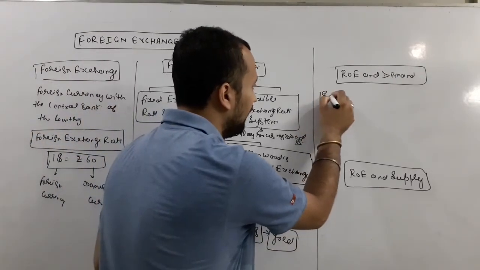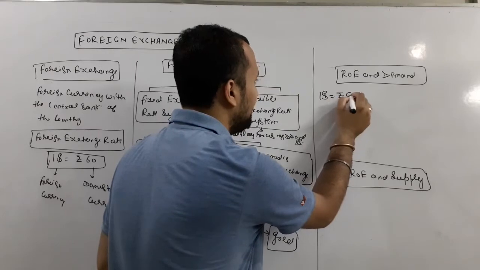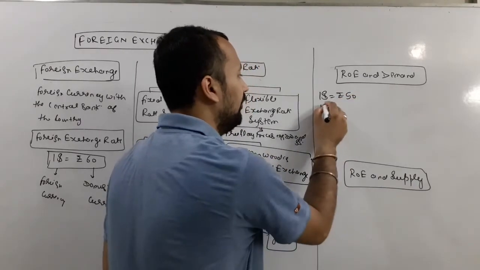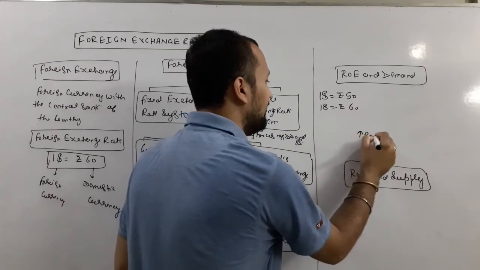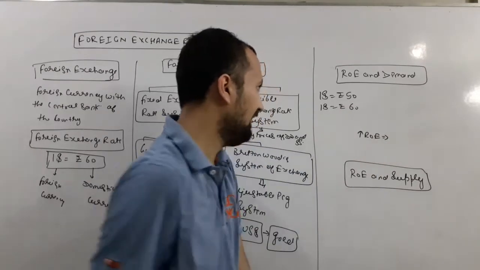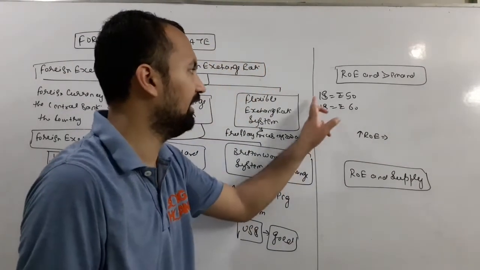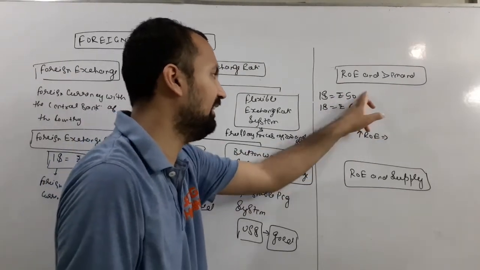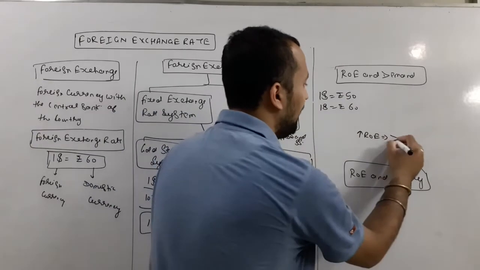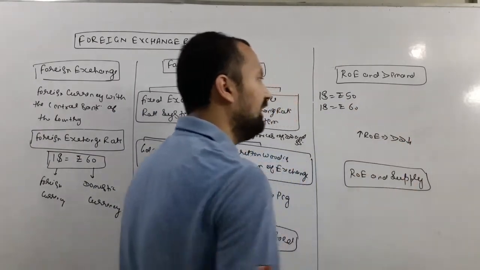First of all, $1 equals 50 rupees. We are just taking an example. $1 equals rupees 60. It means the rate of exchange increases. Earlier we were purchasing something for rupees 50, now we are purchasing it for rupees 60. It means that when the rate of exchange increases, demand for that particular commodity decreases.